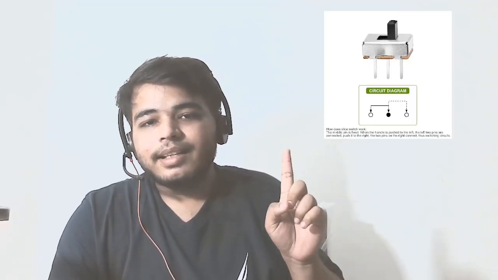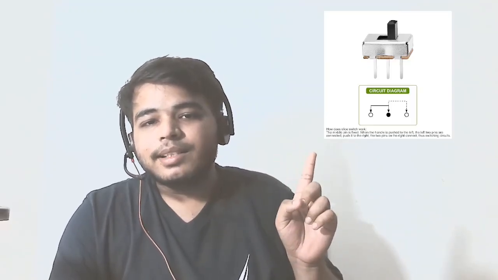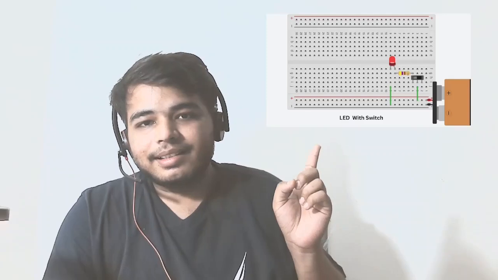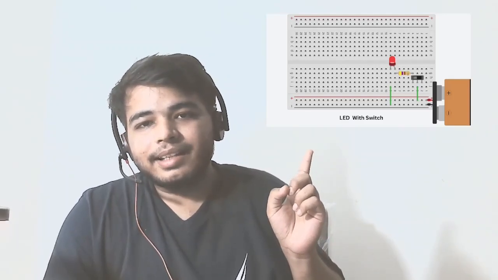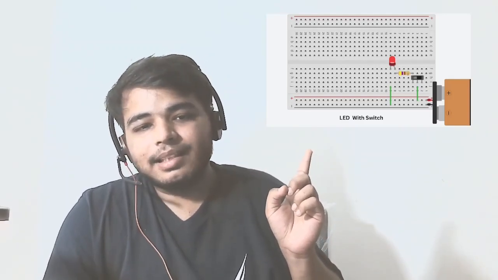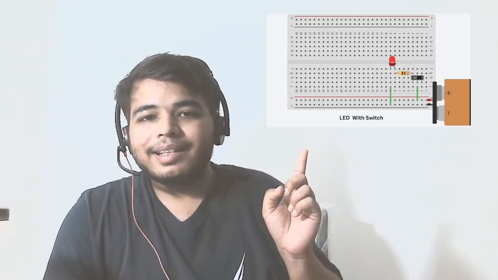In circuits, an electric switch looks like this. It has three pins: left, middle and right. Now I am going to show how our circuit looks in Tinkercad. Let's see. This is how our Tinkercad circuit looks. Let's head to Tinkercad to make this circuit.